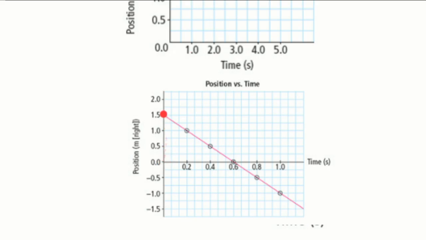At 0 seconds, you're 1.5 meters to the right. At 0.2 seconds, you're 1 meter to the right. At 0.4 seconds, you're half a meter to the right. And then at 0.6 seconds, what does it mean when it crosses the x-axis here? What does that mean? And then at 0.8 seconds, you're negative half a meter. And now anything above the axis here is to the right. Anything below the axis is going to be to the left. So you're half a meter to the left. At 1 second, you are 1 meter to the left.